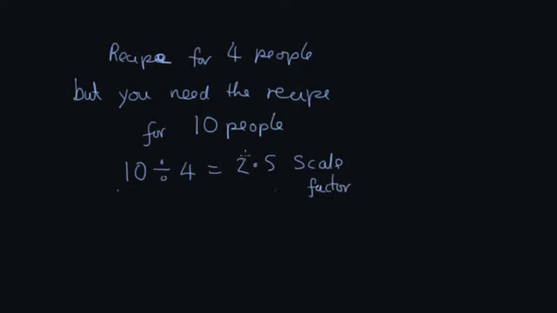So say the recipe wanted 500 grams of flour. You would times the 500 grams of flour by 2.5 to find out how many grams of flour you would need for 10 people. It's a scaling factor. I'll show you how this works in an example.